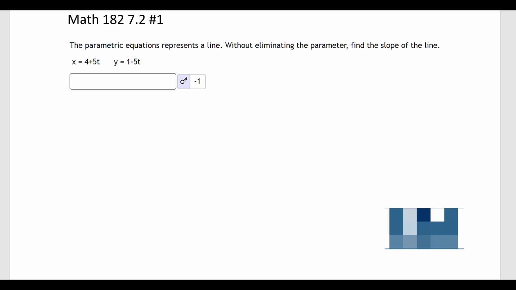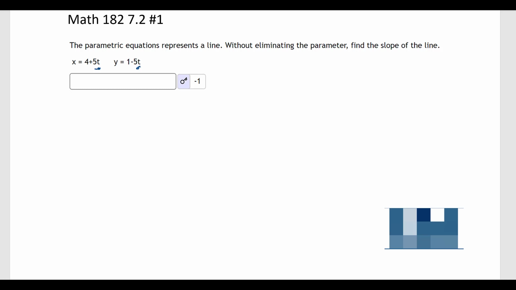the line. So just to give you a reminder of what parametric equations are, you have a third parameter, in this case t is that third parameter, and each x and y coordinate in this case are defined by that third parameter.